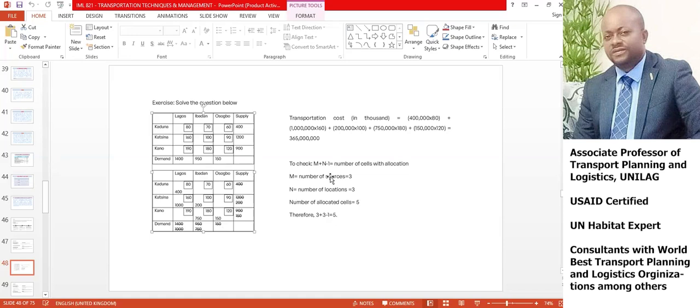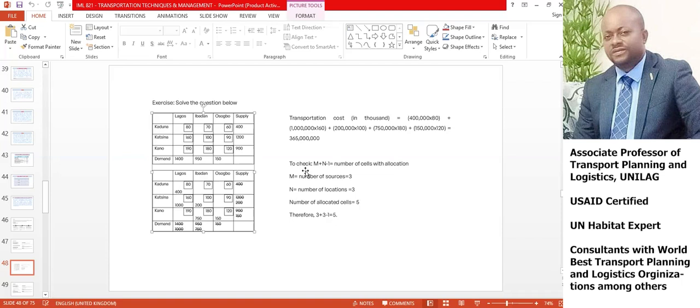What do we need to do? We need to come here. Before we even calculate anything, let's go to all the cells that we allocated. How many cells got allocation? Count with me. This is 1, this is 2, 3, 4, 5. Thank you. So you write that 5, keep.